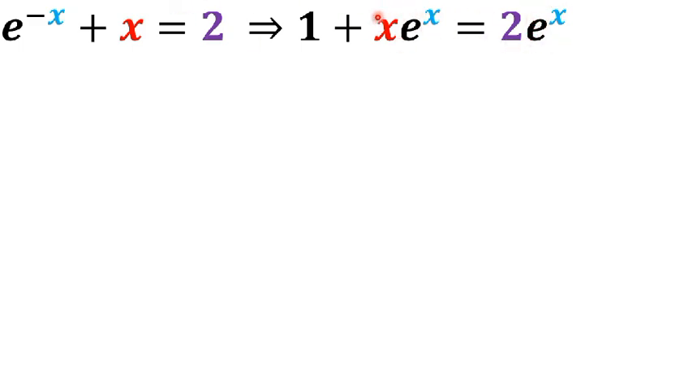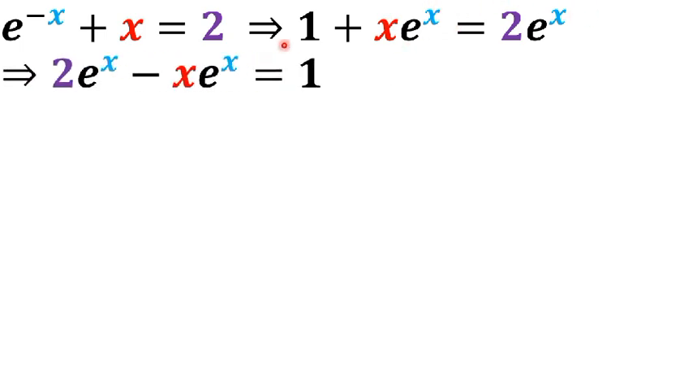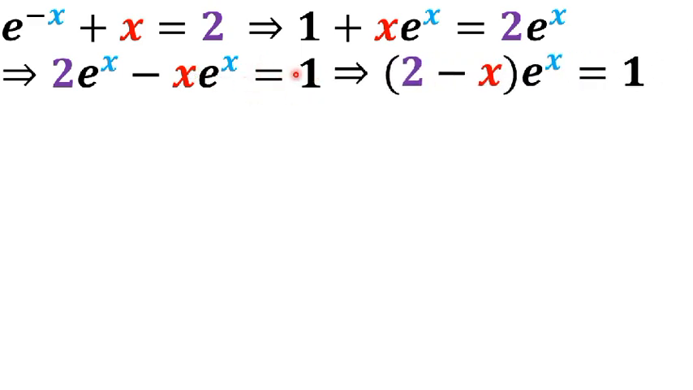At this point now, friends, if I carry x e raised to the power x to the right hand side, I'm going to have 2 e raised to the power x minus x e raised to the power x, which is equal to 1. If I factor out e raised to the power x, friends, I'm going to have 2 minus x e raised to the power x that has to be equal to 1.